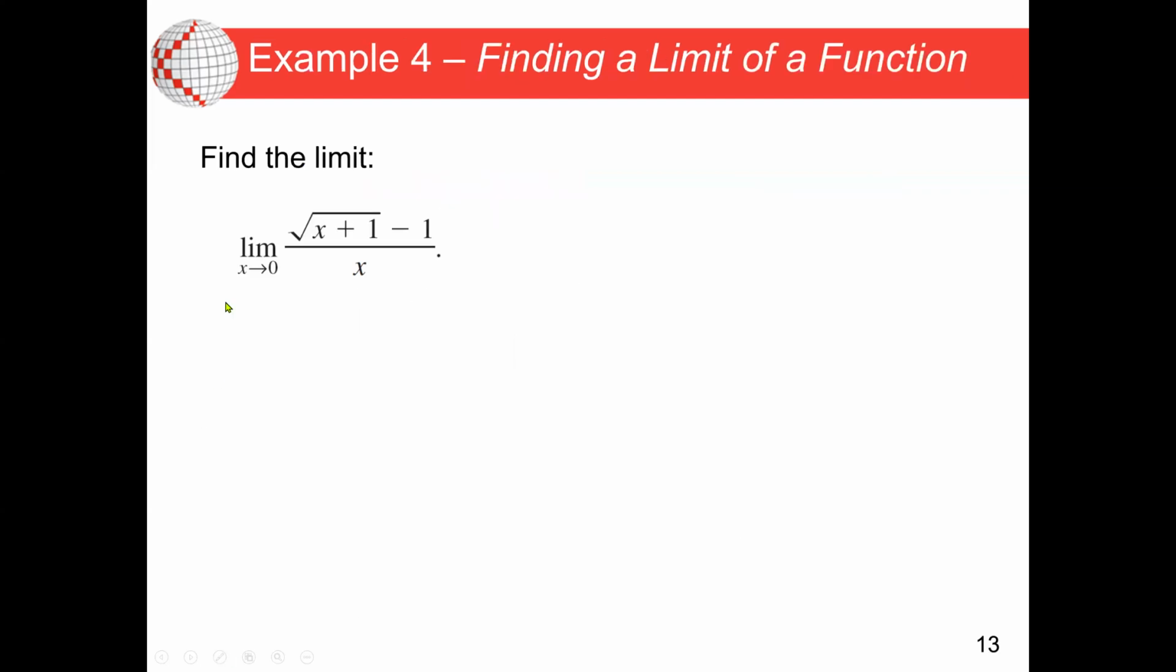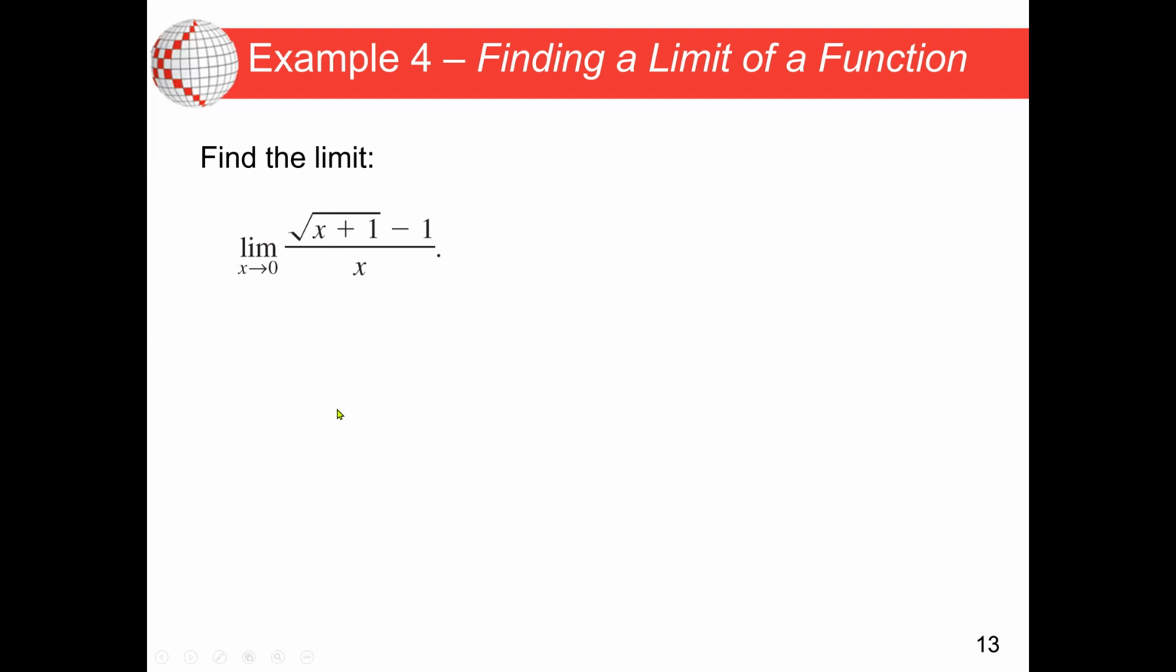Now let's look at another example. Find the limit of the following. Here we have the square root of (x plus 1) minus 1, over x. So this is a radical expression. And remember, solving this is easier if we remove the radical sign, or the square root sign, from the numerator.